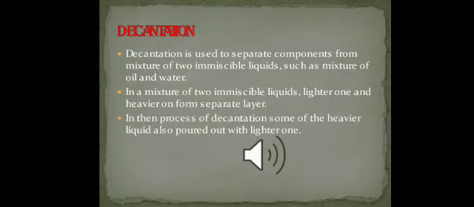Therefore, components from a mixture of two immiscible liquids can be separated more easily and accurately using a separating funnel. A separating funnel is usually made of glass with a stopcock and drain pipe at the bottom. The heavier liquid which is settled at the bottom is drained out from the mixture of two immiscible liquids by opening the stopcock of the separating funnel.